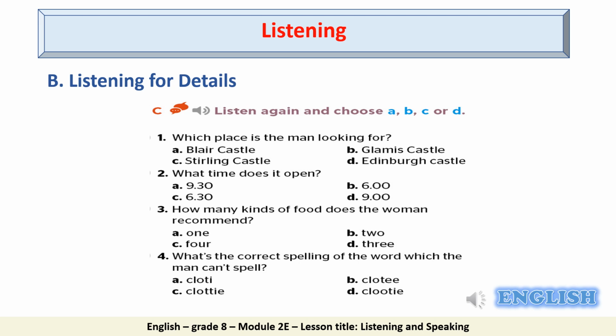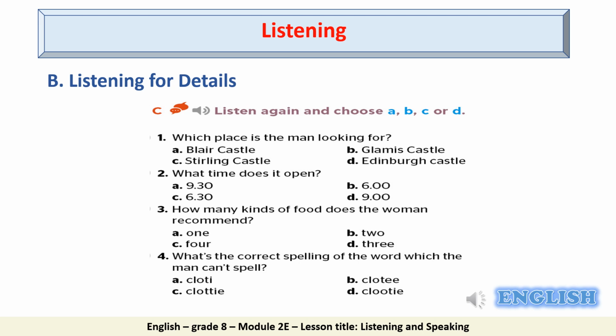1. Which place is the man looking for? 2. What time does it open? 3. How many kinds of food does the woman recommend? 4. What's the correct spelling of the word which the man can't spell? In this question, listen carefully, grade 8, to the woman spelling the word clootie.